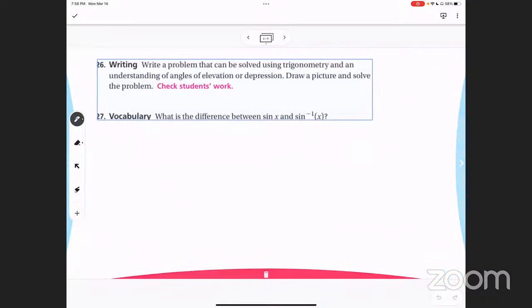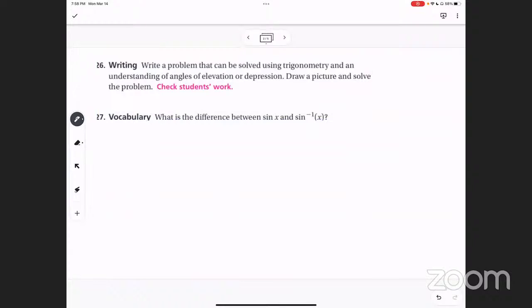All right, page 2. You see my screen okay? This says write a problem that can be solved using trigonometry and an understanding of angles of elevation and depression. Draw a picture and solve the problem. What kind of word problems have you seen that are related to this? I don't know anything about it. You've never seen any? No, not really.